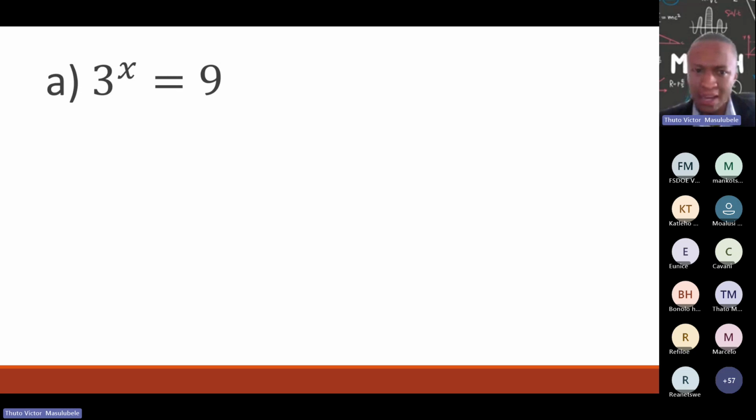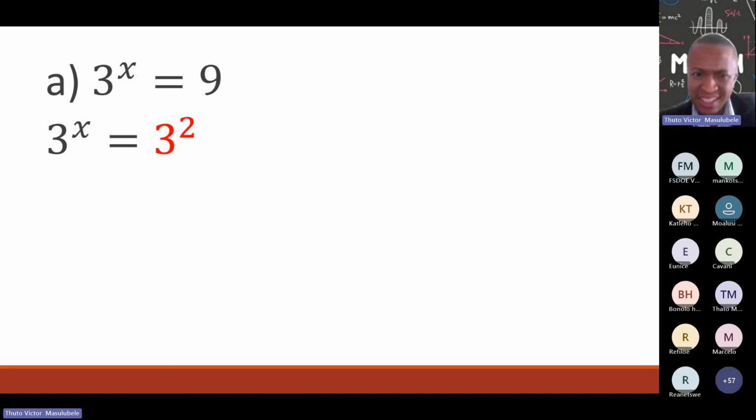We prime factorize 9. If we prime factorize 9, we'll know that the prime factors of 9 will be 3 multiplied by 3, written as 3 all squared. So in this case, 9 can be expressed as 3 all squared. Now realize that we now have equal bases or the same bases on both sides of the equation.